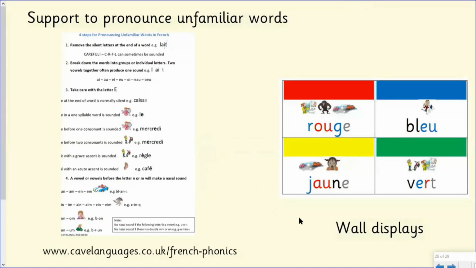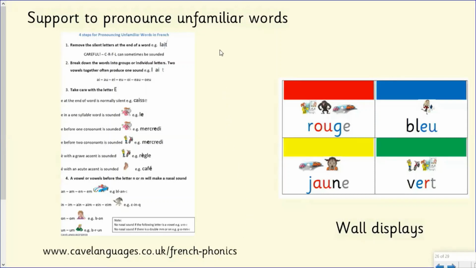If I'm making a wall display in primary, if I'm putting a picture and a word, I will always put, for support, the images above the letters. My colour coding, by the way, is if it's similar to English, it's in black. If it's in red or blue, it means that the children need to think about it carefully, because it will be a sound which is different to English, and the grey letters indicate silent letters. This is something which you can download from my website.